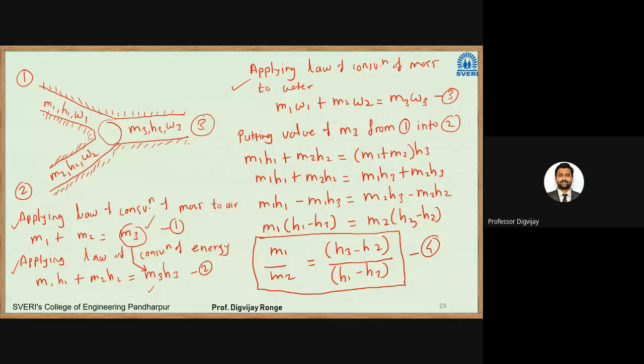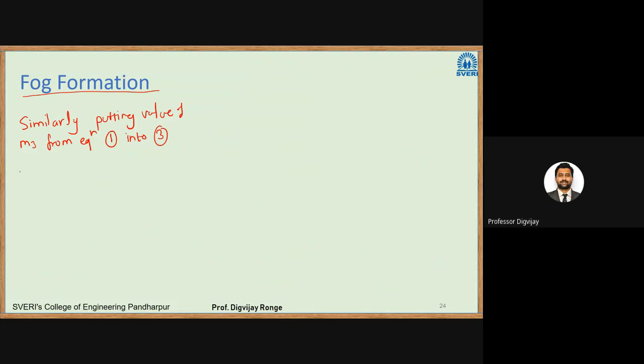Okay, so I have obtained this ratio. If I do a similar case here, if I put the value of M3, that is M1 plus M2, into equation number 3, here I have to replace this M3 by M1 plus M2. So this will be again M1 W1. This is like applying the law of conservation of mass to water vapors. M2 W2 will be equal to M1 plus M2 into W3.